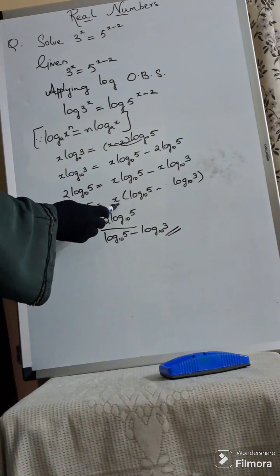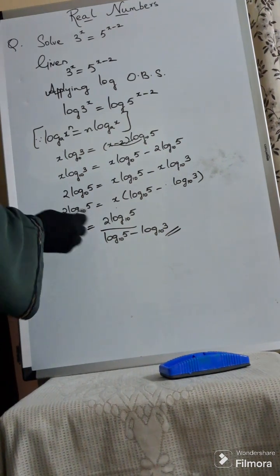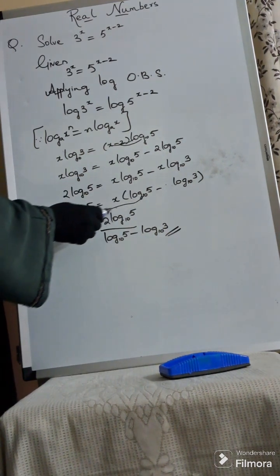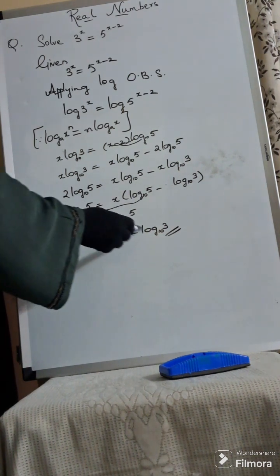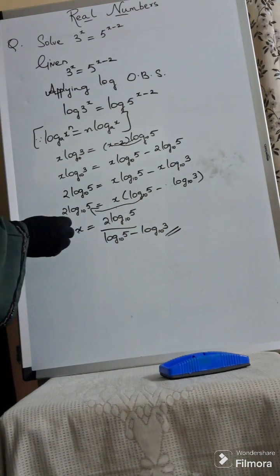So I want the value of x. So that's why I am writing x aside and 2 log 5, this I am sending this side, so it will be in the denominator. So 2 log 5 by log 5 minus log 3 is the value of x. That's it.